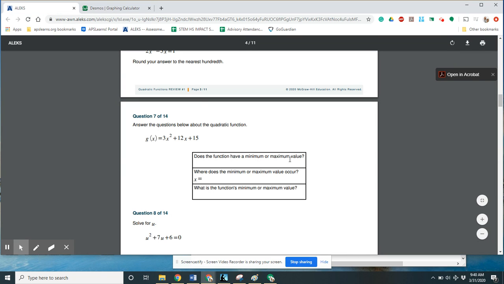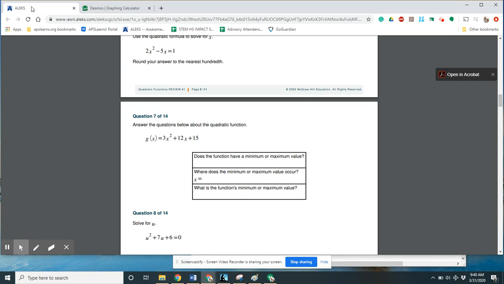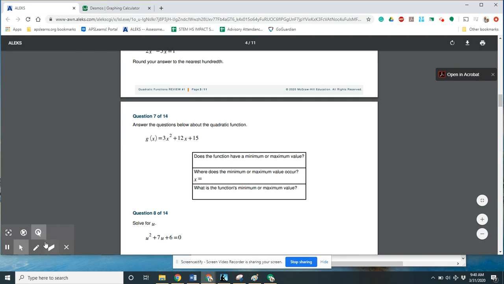So the question is, does it have a minimum or maximum value? Looking at the graph here, this would be a minimum. It's a lowest value, not a highest value. So if it's the smiley face, it has a minimum. If it's the frowning face, it has a maximum or highest value. This has the lowest value, the minimum, right here, the vertex. So this would be minimum.